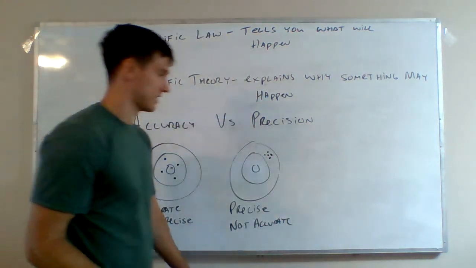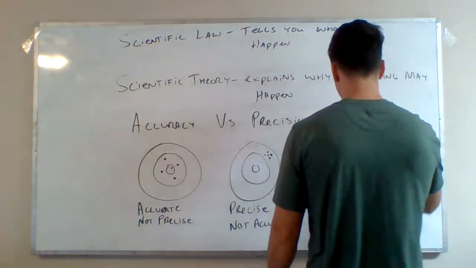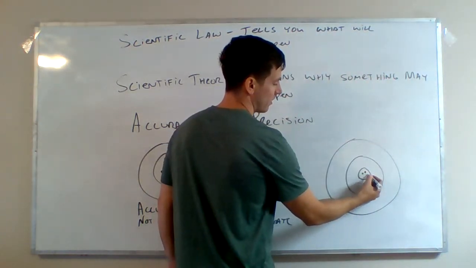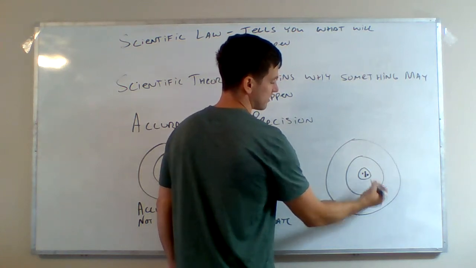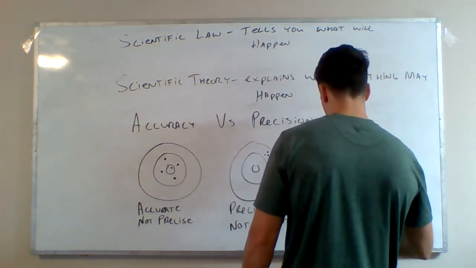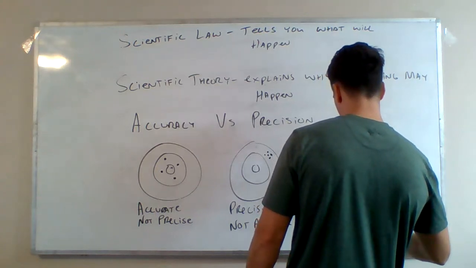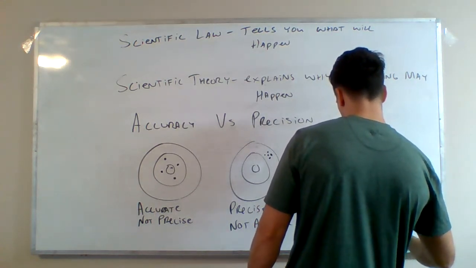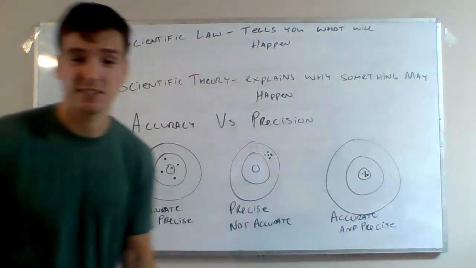Okay, last but not least, last target. Say we got all dots in the center. This is accurate and precise. Okay, why is this important in science?